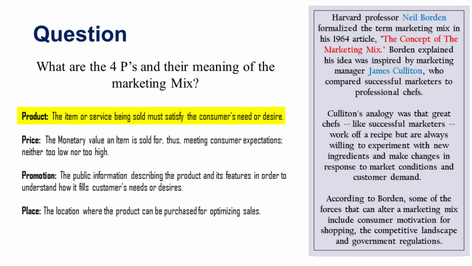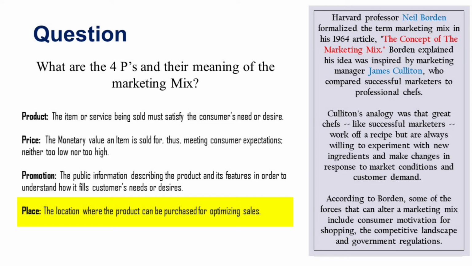One, product. The item or service being sold must satisfy the consumer's needs or desire. Price. The monetary value the item is sold for, thus meeting consumer expectations, neither too low nor too high. Promotion. The public information describing the product and its features. And place. The location where the product can be purchased, or optimizing sales.